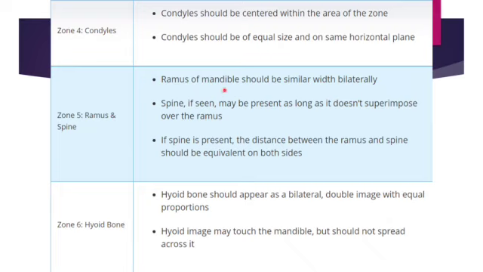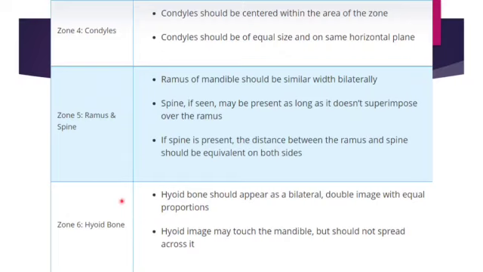The ramus of the mandible should have a similar width bilaterally, and the spine, if seen, may be present as long as it doesn't superimpose over the ramus. So even if the spine is there, it's fine, but it should not superimpose with the ramus. If the spine is present, then the distance between the posterior border of the ramus and the spine should be equivalent on both the right side and left side.